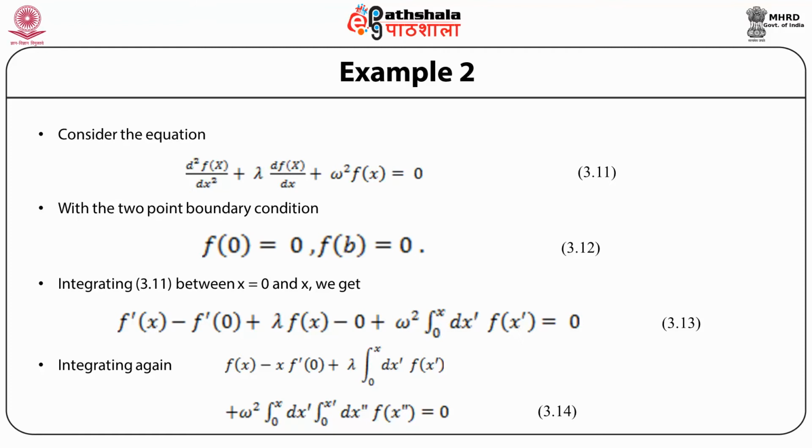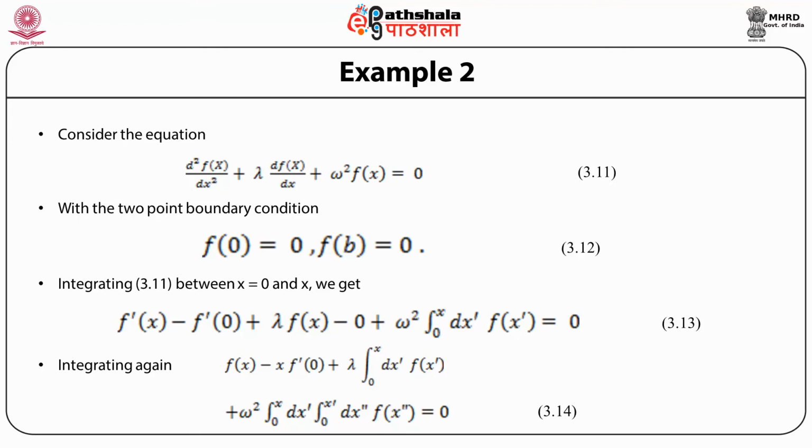Now we integrate the equation between x equal to 0 and x. So the first term simply gives me f prime of x minus f prime of 0 plus lambda. The second term is lambda f of x minus lambda f of 0, which is equal to 0, plus omega square integral of f of x prime dx prime from 0 to x, and the right hand side is equal to 0.